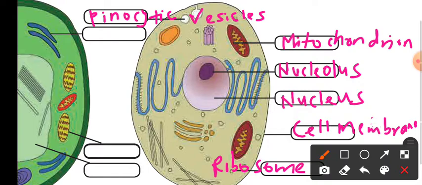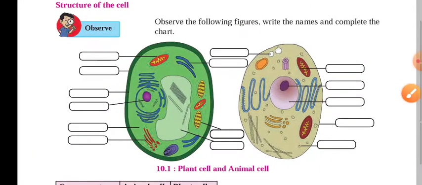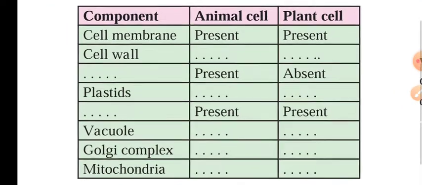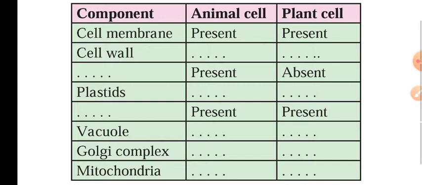Now these are the internal structures of the cell. Now here in a chart also they have given information about the components we have and whether they are present in the animal and the plant cell or not. So we have to write that over here.